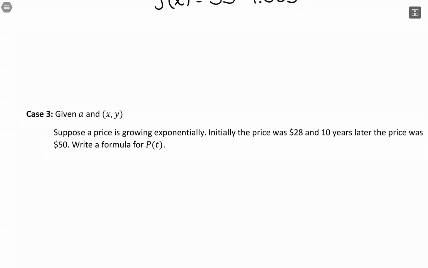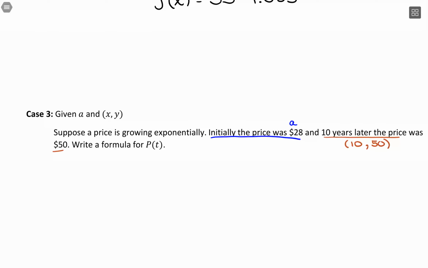Our next case here is they give us our value for a and a coordinate. So suppose the price is growing exponentially. Initially, the price was $28, so that's our value for a. And then 10 years later, the price is 50. So what we could do is make time t start at 0, and then we have this point that 10 years later, so t is 10, and the price is 50.